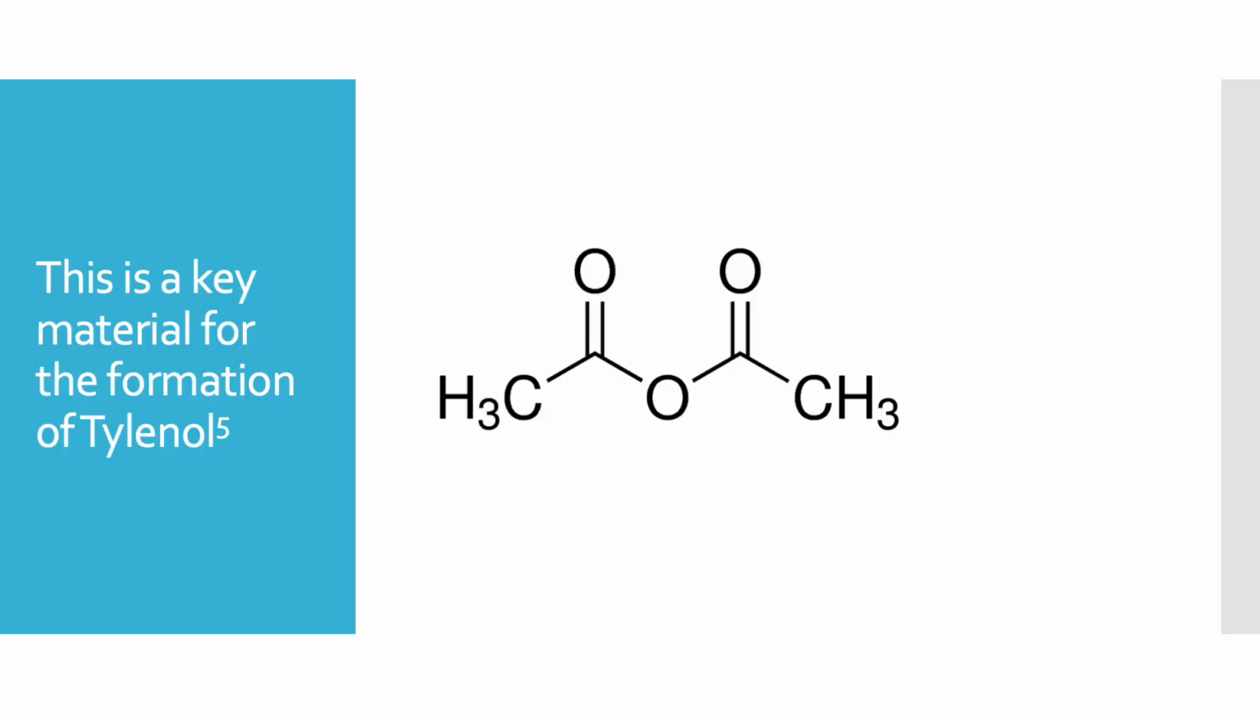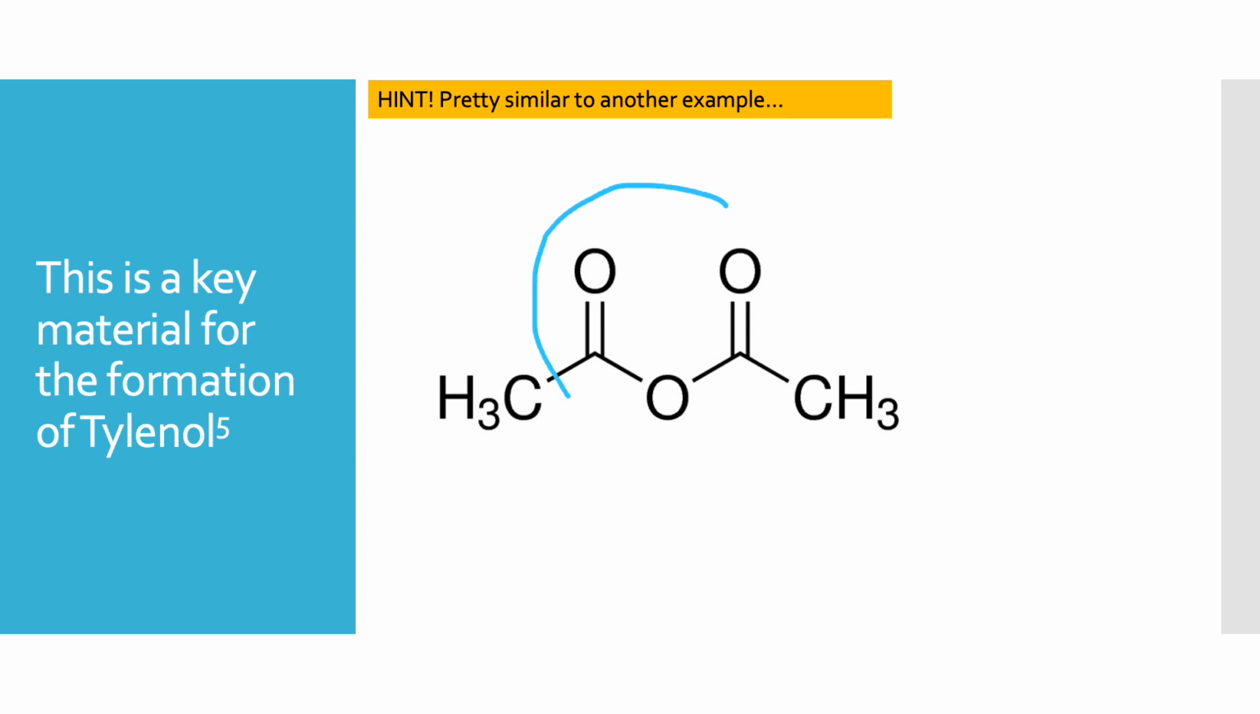This next molecule is found in Tylenol and is a key ingredient in creating the main ingredient that helps relieve pain. What could its name be? We've seen some examples pretty similar to this, so try to take a minute and work it out for yourself before we go through it. Does anything about this molecule look familiar? That's right, we have an anhydride group in the middle. 2 carboxylic acids must have come together to form this molecule.